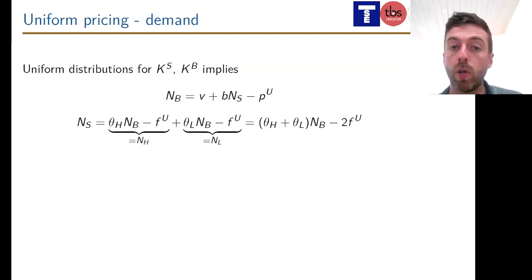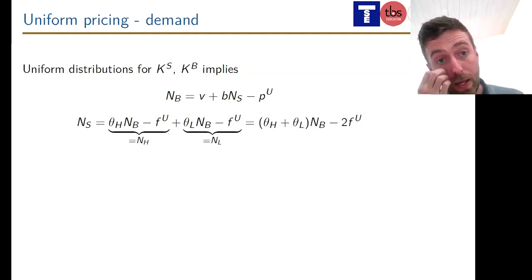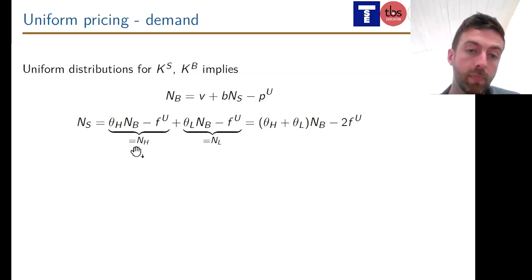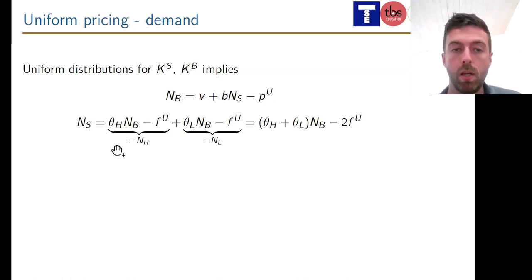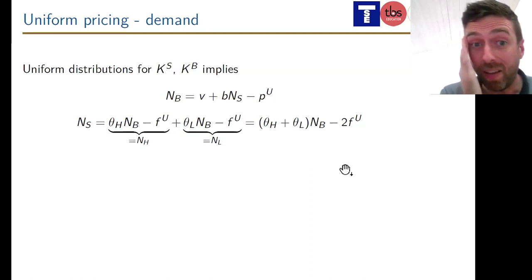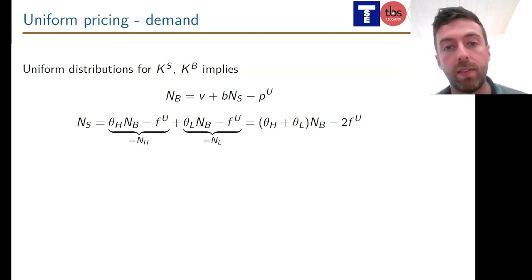Okay, so if there are no questions on the setup, I guess it's fairly standard. Let me discuss how we compute the demand. Because we have a uniform distribution of the participation cost, the number of buyers that are active on the platform, given a price PU and a number of sellers NS, is V plus BNS minus PU. And the total number of sellers is equal to the number of high-type sellers plus the number of low-type sellers, which is this expression. Here, one could just write the profit as a function of the prices given those demands, and solve the rational expectations equilibrium. That would be fine. That would give us the result.